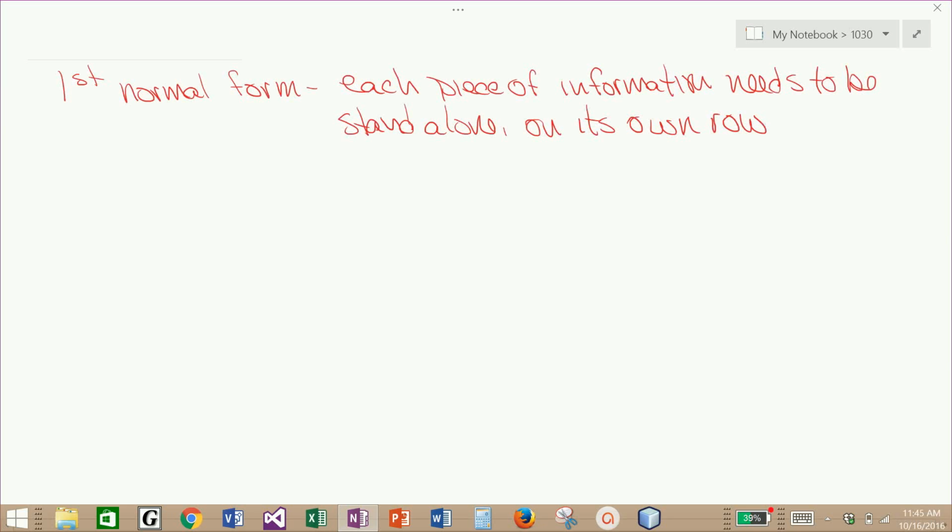So what I want to do is create each record in my table as a standalone record, and that is first normal form. All right, first normal form. Each piece of information needs to be standalone, all by its own, on a record, all of its own. So let me go back to my table and see if we can put this in first normal form.